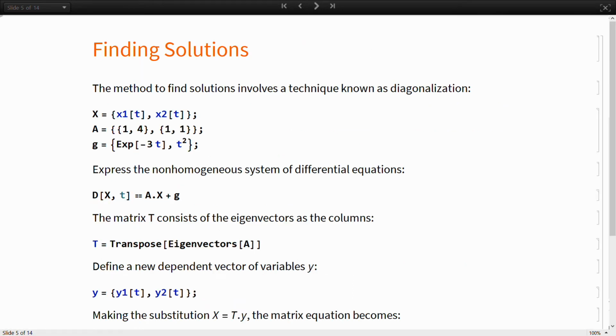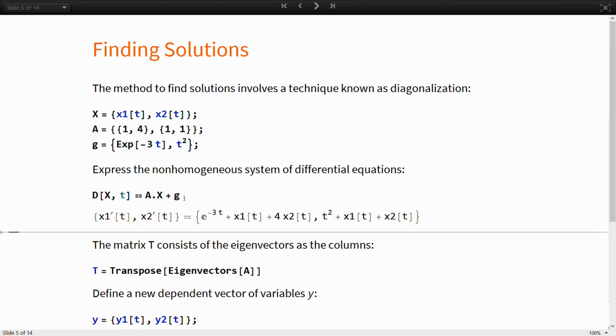The method to find solutions involves a technique known as diagonalization. To demonstrate this method, define first the vectors and matrices necessary to construct a non-homogeneous system of differential equations. We can express the system of equations in the Wolfram Language to see each term explicitly. What we are going to do is define a matrix T, which is constructed such that the eigenvectors are the columns of the matrix.